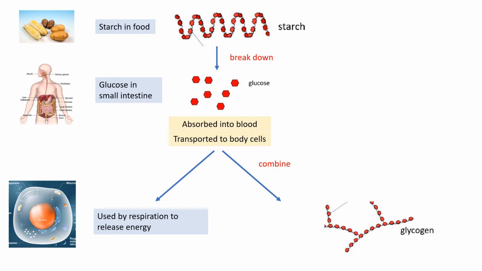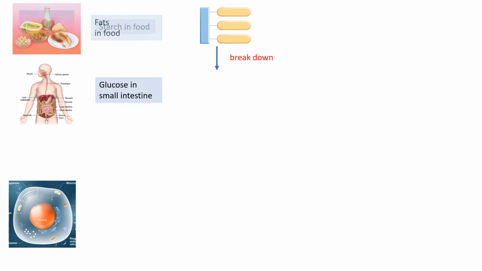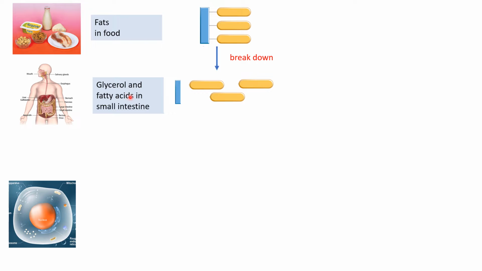Now once again, we are trying to illustrate the building up, breaking down concept in our body. So I show you this page. This page is about carbohydrate, right? But the similar concept applies to fats as well. So let's see. When you take in food that is rich in fats, your digestive system will break them down back into the basic units. Instead of glucose, now it's glycerol and fatty acids.